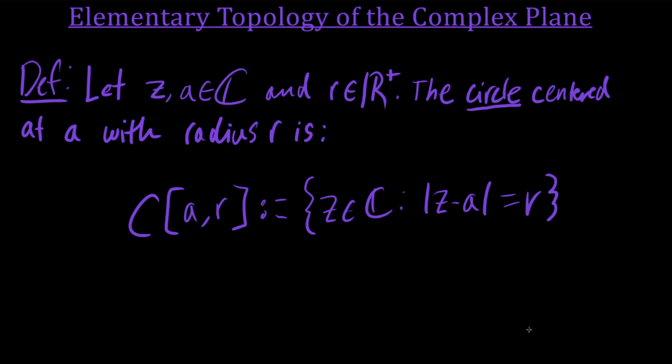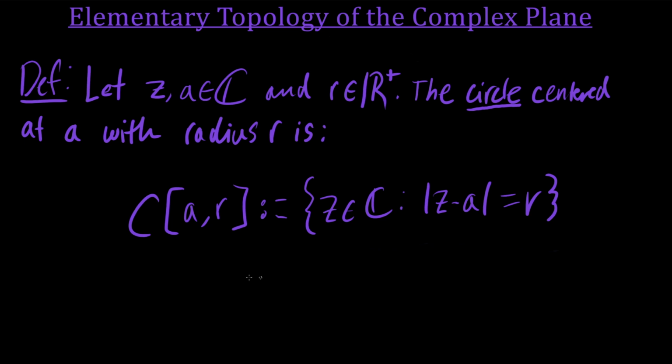Okay, now that we have our notion of distance, we can now define circles in the complex plane. Let z and a be complex numbers and r be a positive real number. The circle centered at a with radius r is defined to be the set of complex numbers z such that the modulus of z minus a is equal to r. So why exactly does this set describe the circle centered at a with radius r? Well, recall from the previous section that the modulus of z minus a is simply the distance from z to a. So this set is the set of complex numbers z that are of distance r to a, which is precisely the circle centered at a with radius r.